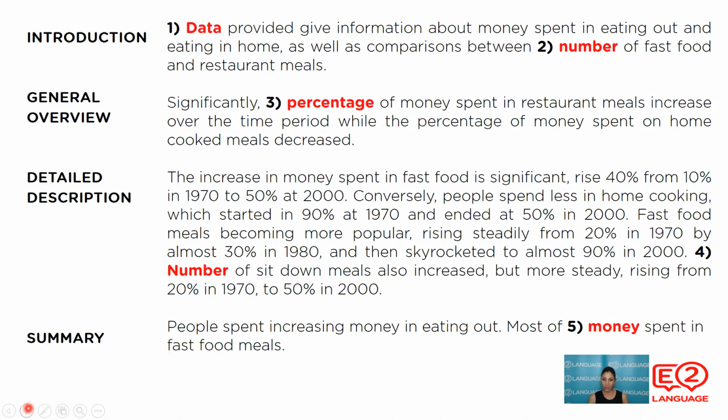Okay, just to help you out, here are the nouns that are missing an article. We've got data, number, percentage, number, and money. So you need to read those sentences carefully and ask yourself, which article do they need? The, a, or an?